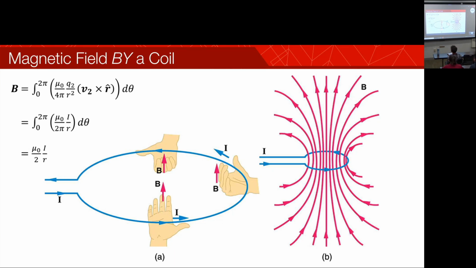Okay, so what we've learned today so far is that a moving charge generates a magnetic field.